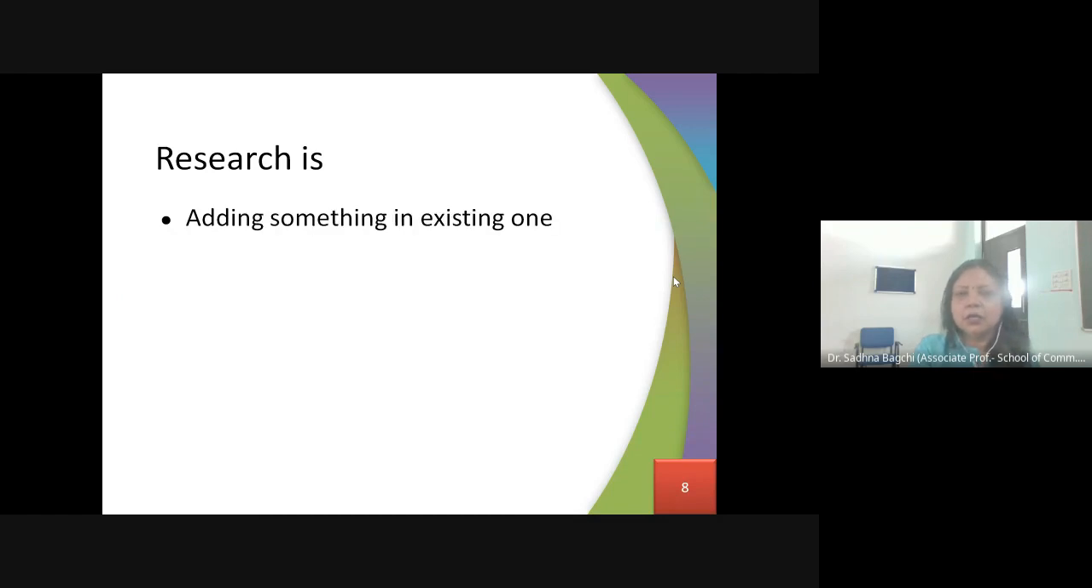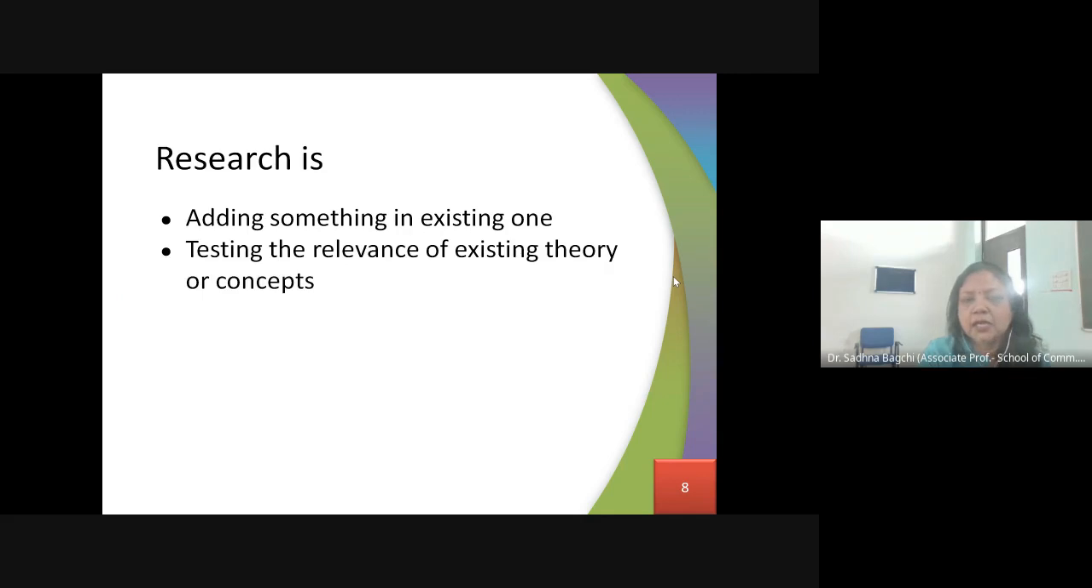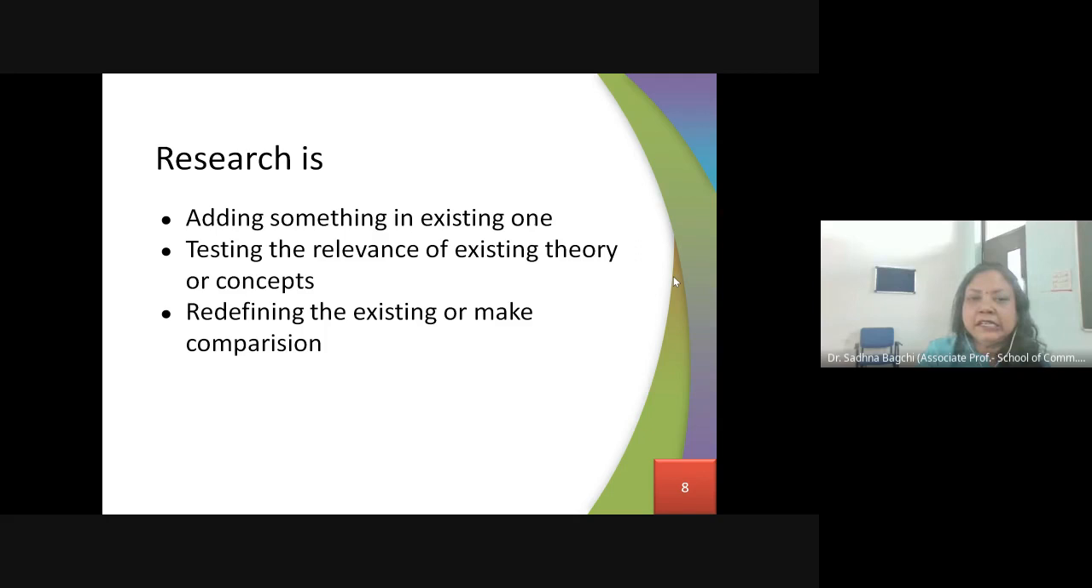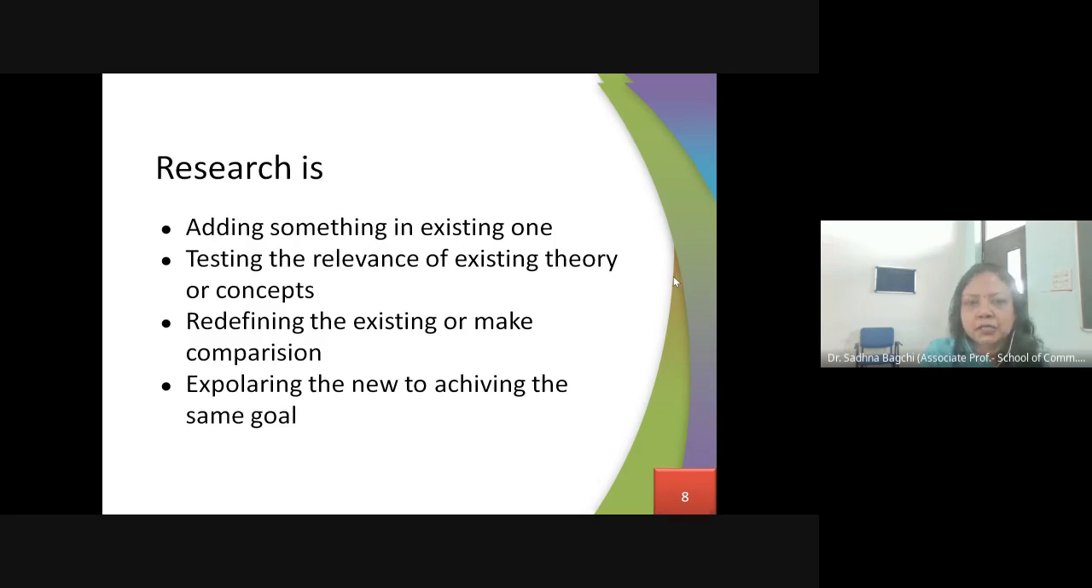Your research paper must add something to the existing one: testing the relevance of an existing theory or concept, redefining the existing one, making a comparison between the existing one and the new concept, or exploring something new to achieve the same goal. So the research paper must have this, that is, your paper must be unique.